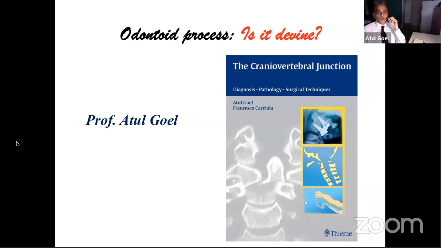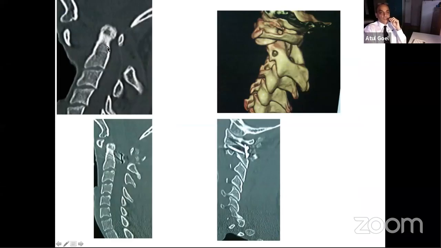So I am going to talk to you about the odontoid process in a little bit lateral manner, not in the straightforward thinking process. Let me see if I'm able to give you this perspective. The odontoid process is a bone which is like a very sharp tooth. And this tooth, every spine surgeon is worried about.